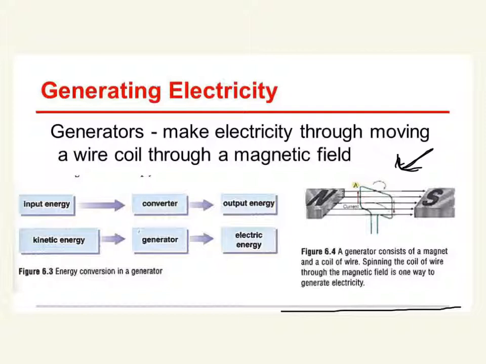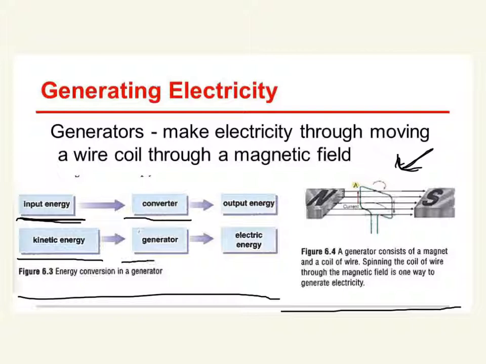Now if we go over to figure 6.3 here, we can see the overall conversion process. The first thing that you need to have is an input energy, something that's coming into the system. Something that's moving has energy due to motion, which is kinetic energy. That is going to go to a converter, which changes the input energy from the form it's coming in into electrical energy. Usually a converter is a generator.